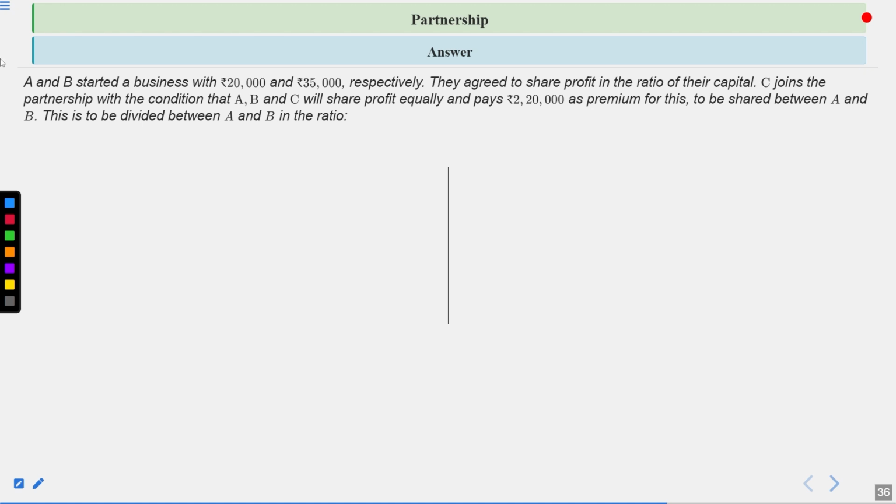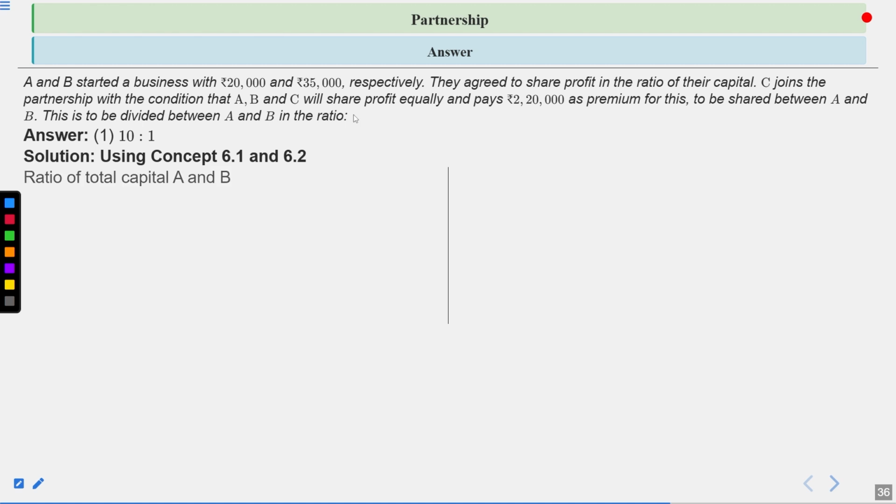So the investment of A and B is given in the question, and they agreed to share profit in the ratio of their capital. C joined the partnership with the condition that A, B and C will share the profit equally and pays 2,20,000 as a premium for this to be shared between A and B. So the question is, this is divided between A and B in the ratio. So the correct answer of this question is the first one, which is 10:1. Now see the detailed solution using concept 6.1 and 6.2 in this question.